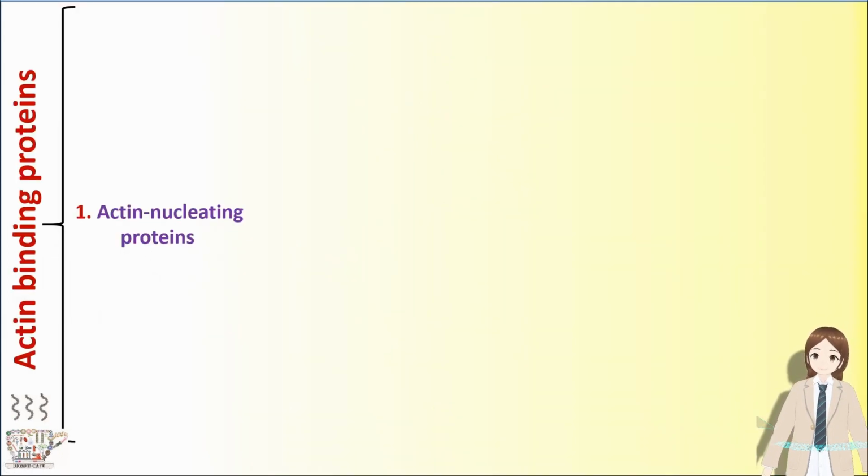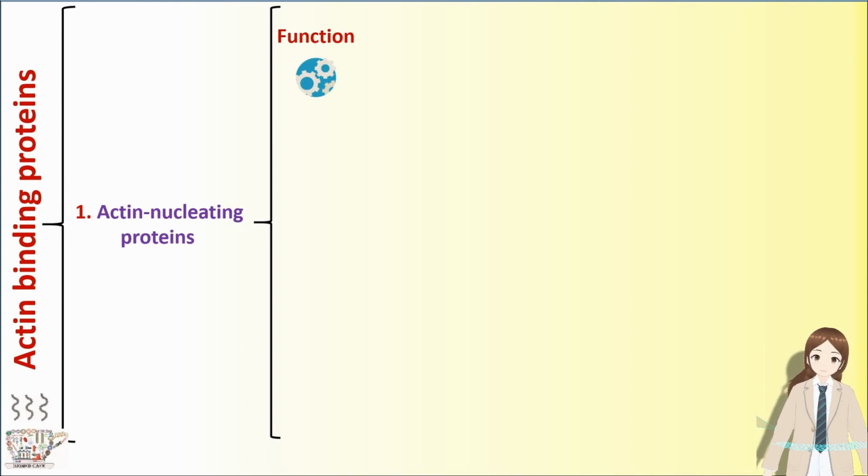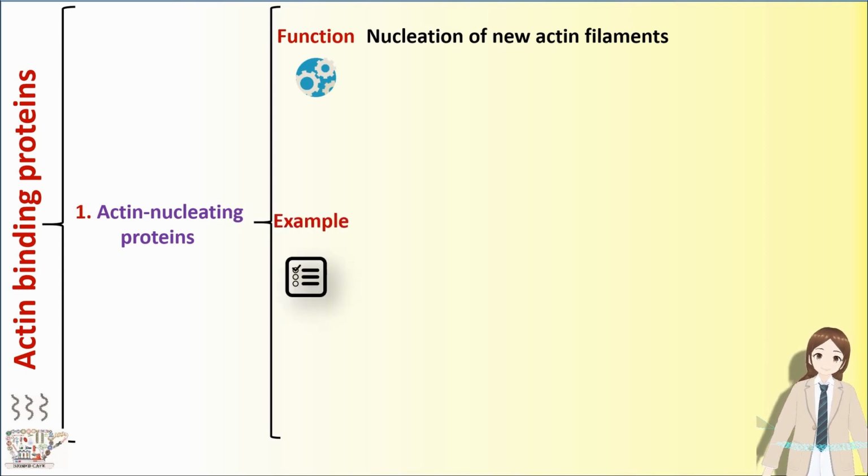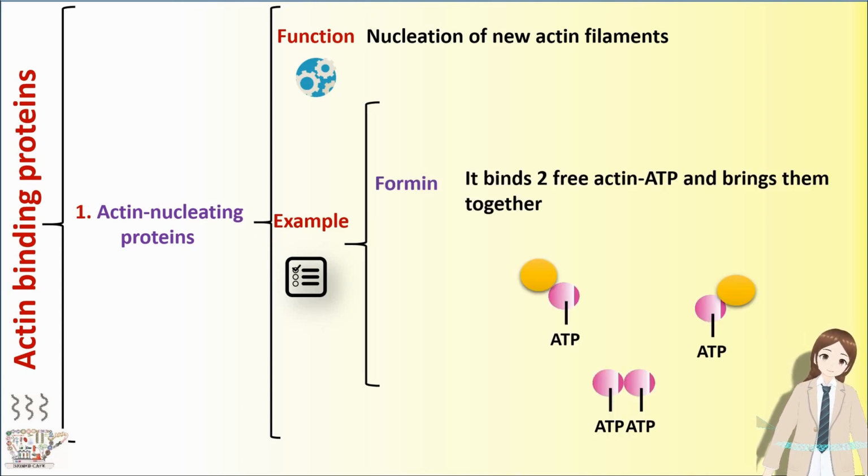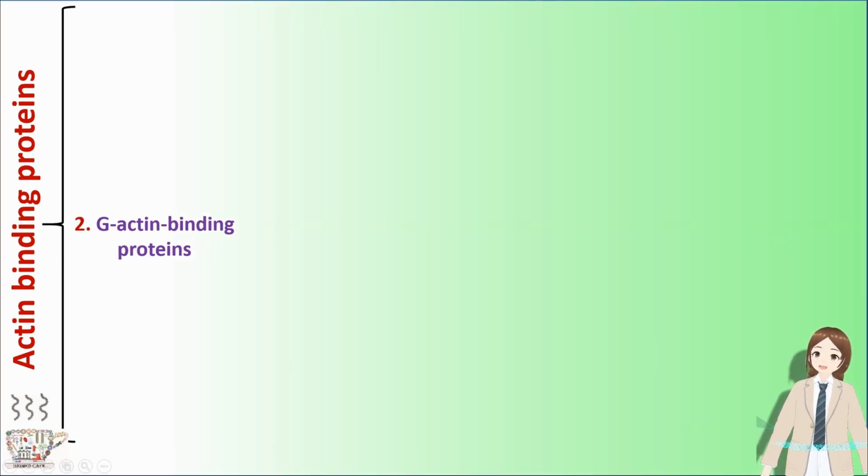Actin nucleating proteins. They play a role in nucleation of new actin filaments. One example of actin nucleating proteins is formin. It binds to free actin ATP and brings them together. Another group of actin binding proteins is G-actin binding proteins.